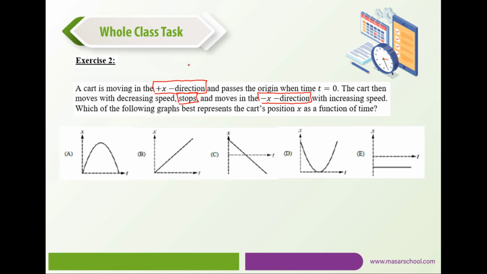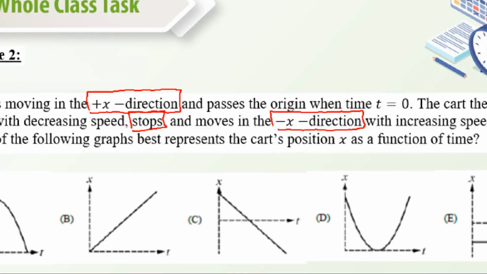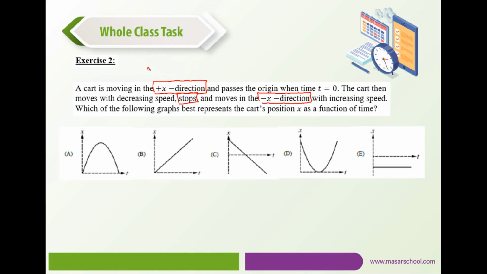This is the easiest thing that we can do, because we know that if we're moving in the positive x direction, this means that v is positive, which means that the position will increase. Now it stops, then the velocity is 0 and the position will be momentarily unchanged. Then it's going to move in the negative x direction, which means that the velocity is negative and the position will be decreasing. Then in this case, the correct answer would be A.